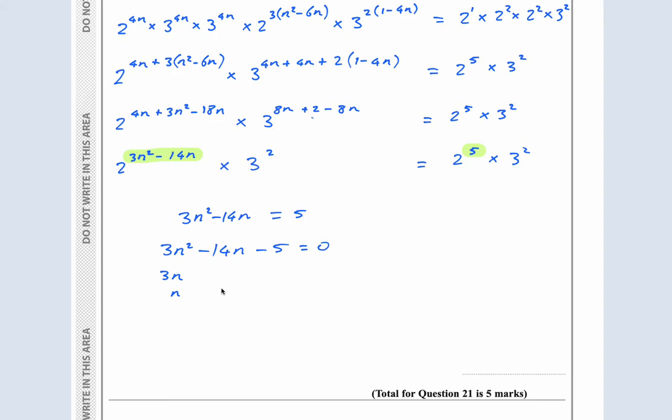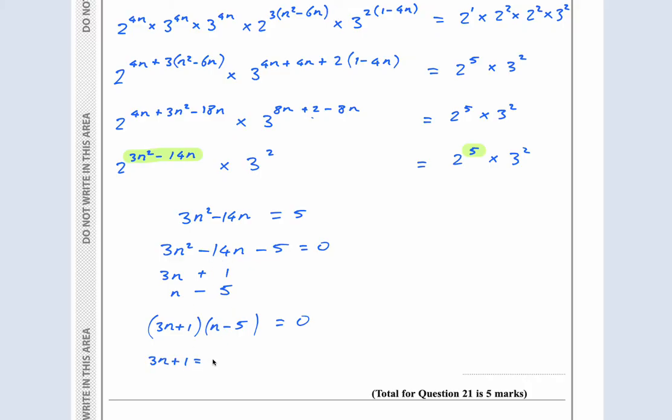Okay, so 3n and n. Now the 5 and the 1 works nicely. 5 and 1, minus 15 plus 1, because I'll be multiplying across. So my factors are 3n plus 1 times n minus 5. This equals 0. Multiply it out to check if you want. 3n squared minus 15n plus n gives me the minus 14n minus 5.